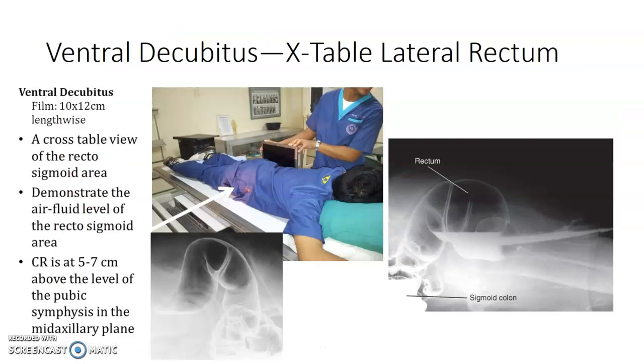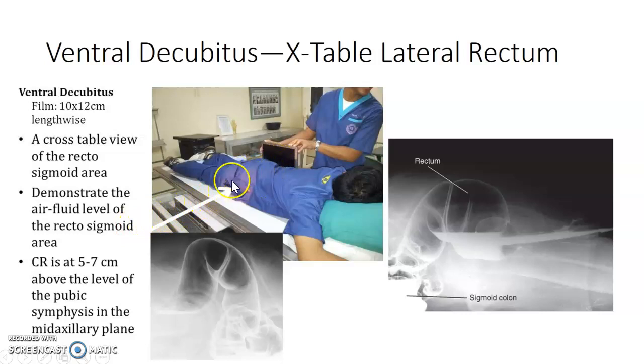A ventral decube, or your text will most likely call it a cross-table lateral rectum. So in the single contrast, we did a lateral rectum, just like we do a lateral sacrum coccyx or a lateral L5-S1. For the double BE, you're going to do a cross-table lateral rectum. Why? Air fluid levels. All right, so 10 by 12 down here. I tend to do bottom of my film, bottom of the butt, just like I do for sacrum coccyx. Your cassette will have a grid on it, unlike this gentleman's, okay? You're going to have a horizontal beam shooting across.